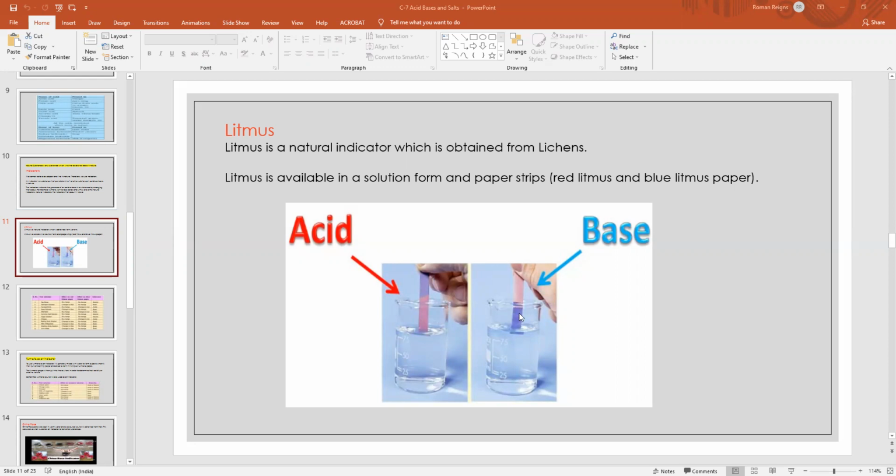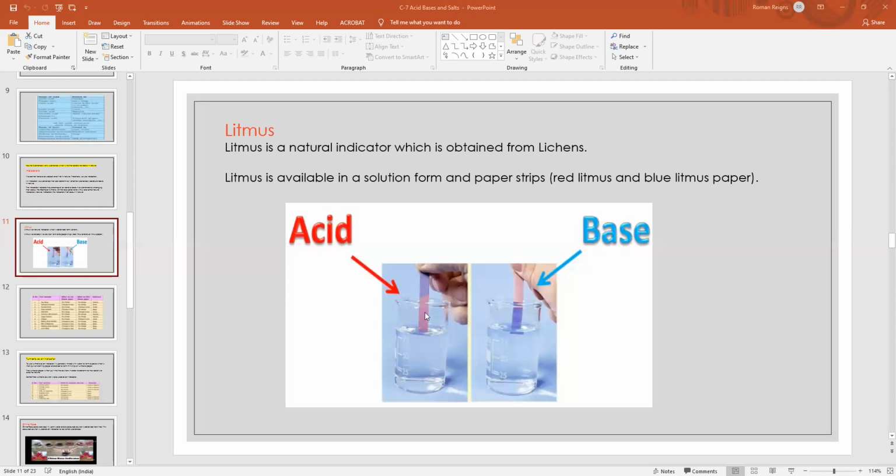Now let's talk about blue litmus solution. When you add blue litmus solution or blue litmus paper to a base, there will be no change. But when we add blue litmus solution or blue litmus paper to an acid, you observe that its color changes to red. In the figure, you can see that a blue litmus paper was dipped in an acid, and the dipped portion is turning red.